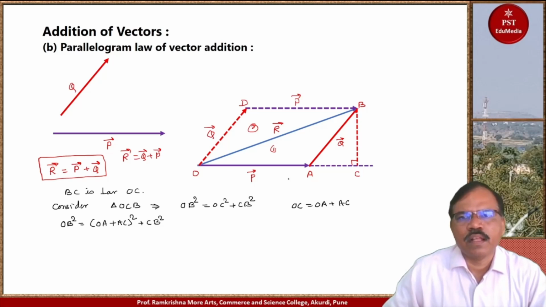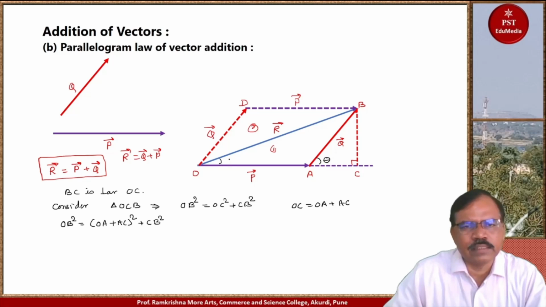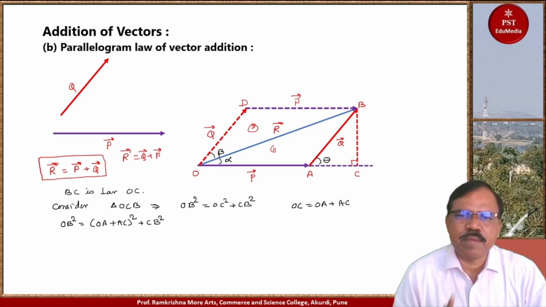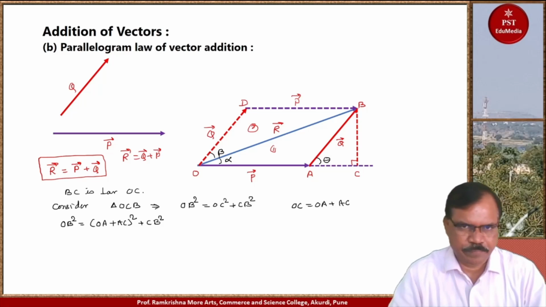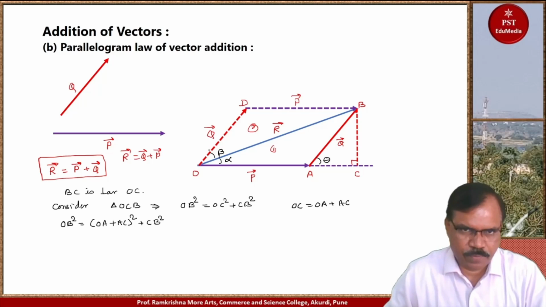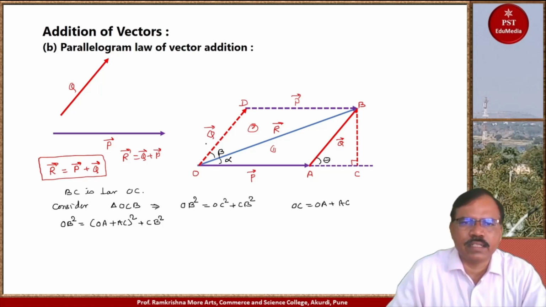Now see here, let us take this angle as theta. And suppose we take this angle as alpha and this angle as beta. So what is alpha? Alpha is the angle made by OB with OA, and that gives you the direction of R with respect to P. Now beta is the angle made by R with Q, or the angle made by OP with OD. So this gives you the direction of R with respect to vector Q.